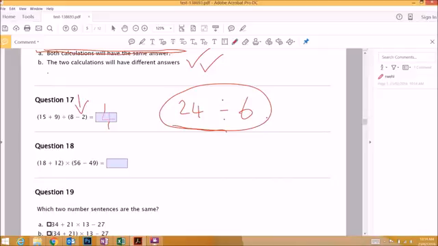Question 18. Once again, we need to work out 2 sets of brackets. So 18 plus 12 is 30, times 56 minus 49, which gives us 7. Then we need to do 30 times 7. So you can just go 3 times 7, which is 21, and then add your 0 back in at the end. So our answer for that is 210.